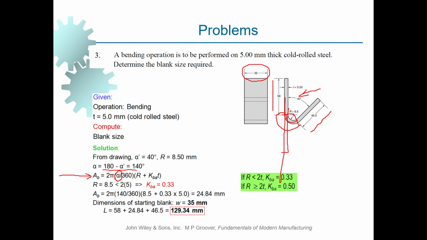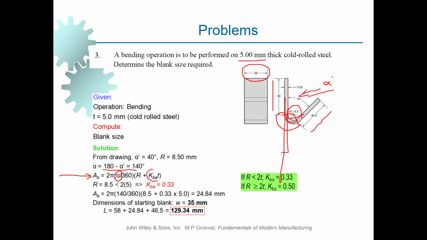So alpha will be 180 degrees minus alpha prime. Alpha prime is what is provided here, right here. Alpha prime is 40, so the difference between 180 and 40 is 140, and that is the actual value for alpha that is to be applied. So we've got the value of alpha now. R is provided in the drawing. We have it right here, 8.5, and then the thickness of the sheet metal is also given in the statement of the problem. It is 5 mm.